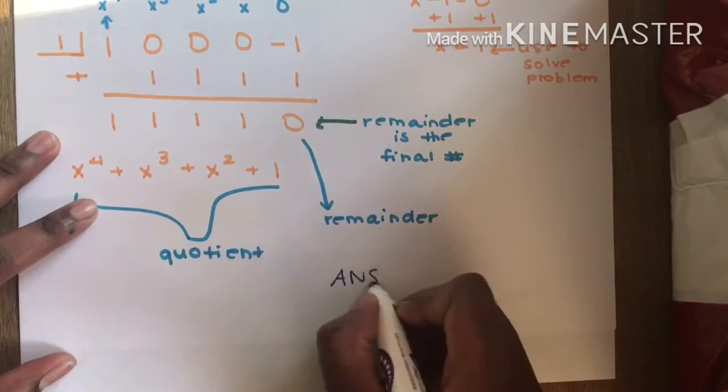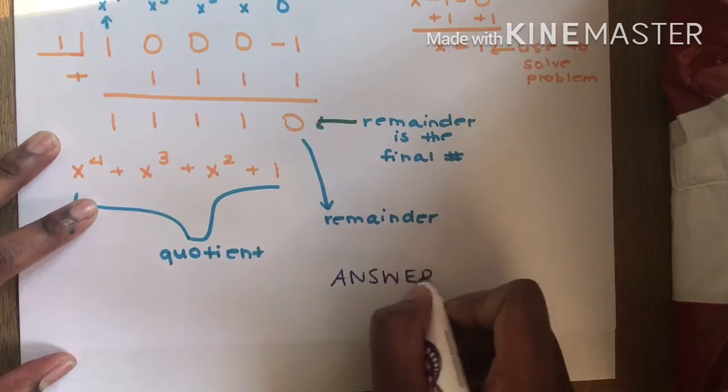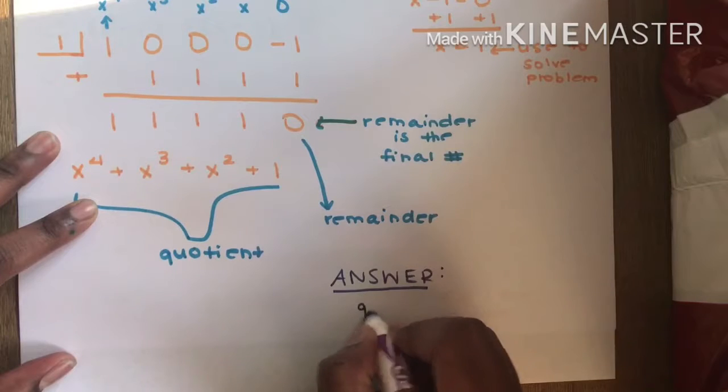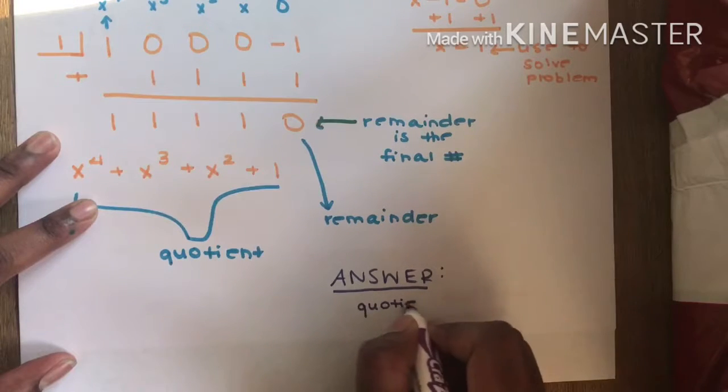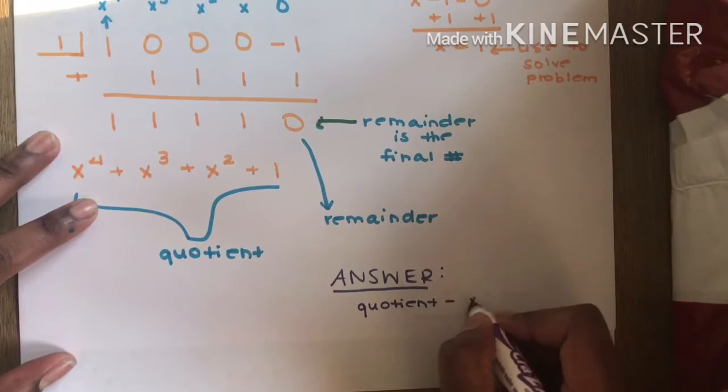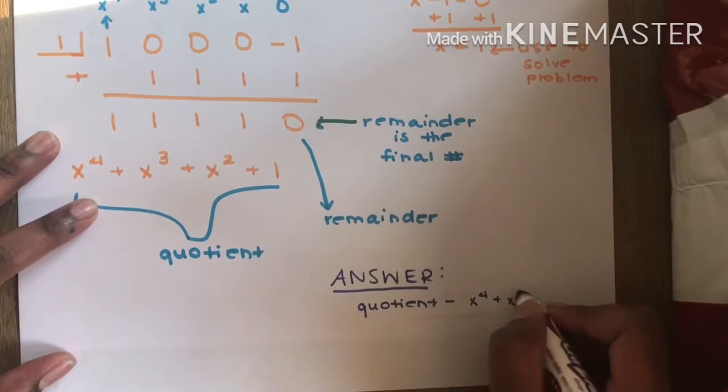So once again, the answer is x to the fourth plus x to the third plus x squared plus 1, because we took all of the numbers that we found in synthetic division and put them as the coefficients of each degree.